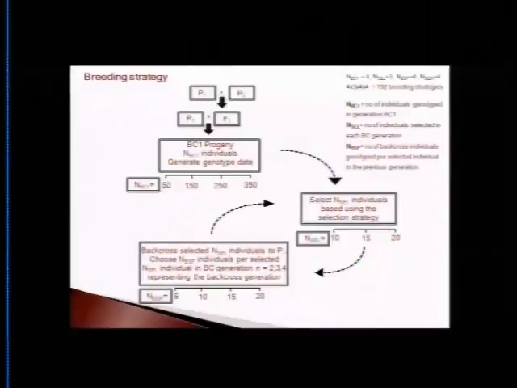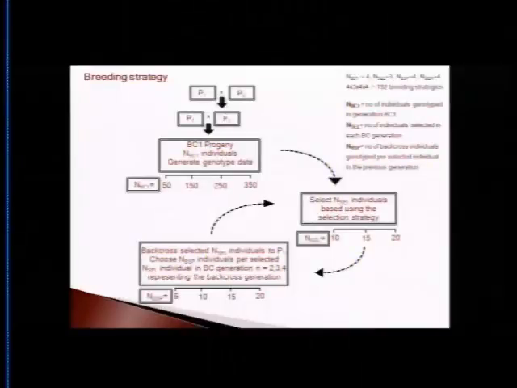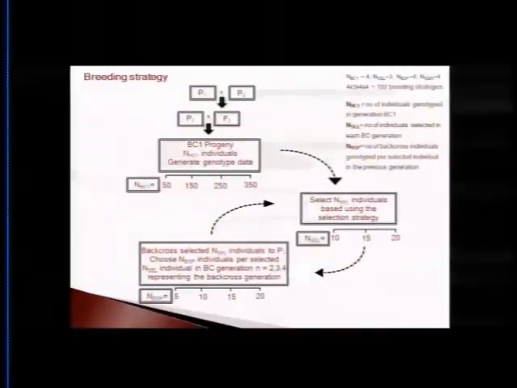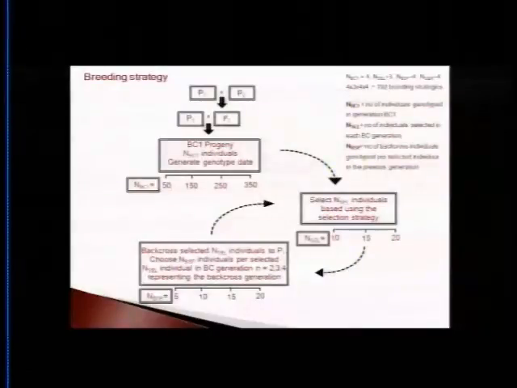So we had 192 breeding strategies in total, using which we wanted to see the effect of the number of backcross progenies in the first backcross generation, and the impact that the number of individuals selected might have on the set of nearly isogenic lines, and the impact also of the number of backcrosses per selected individual.